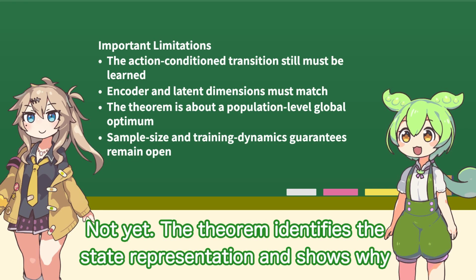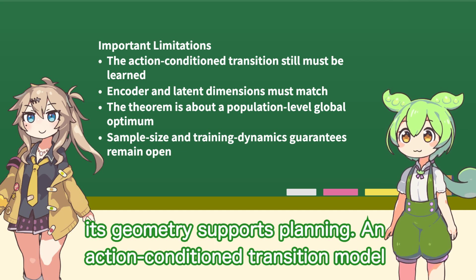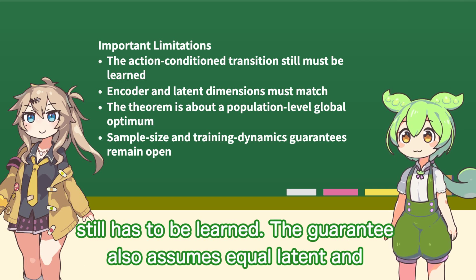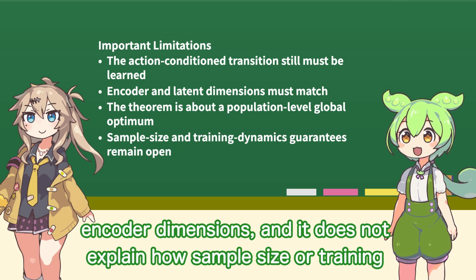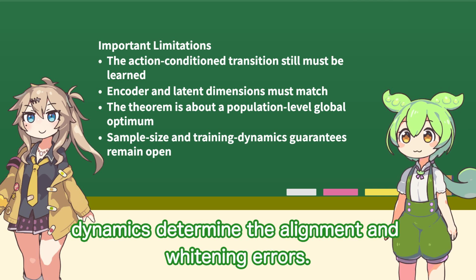Not yet. The theorem identifies the state representation and shows why its geometry supports planning. An action conditioned transition model still has to be learned. The guarantee also assumes equal latent and encoder dimensions. And it does not explain how sample size or training dynamics determine the alignment and whitening errors.